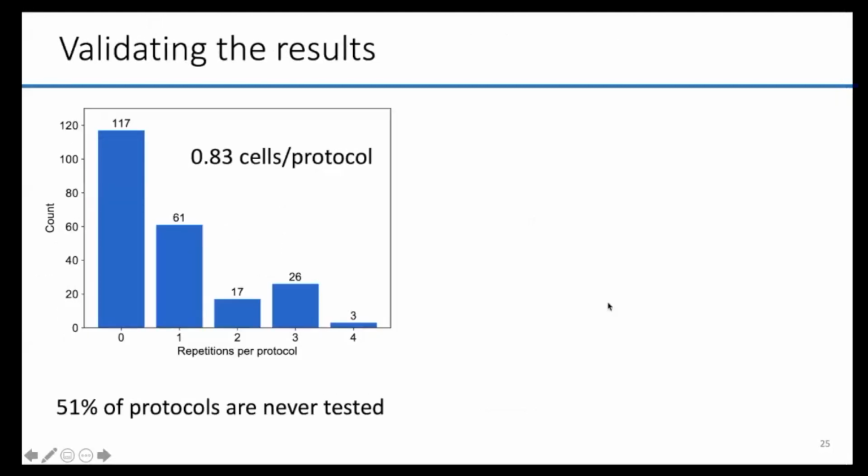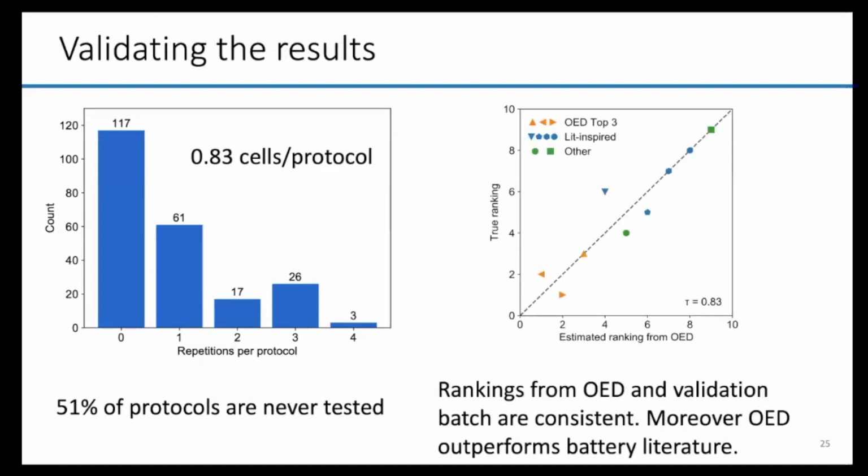So these results were validated using a couple of techniques. First, this here is just showing the number of repetitions for the protocols. And again, reiterating that many protocols are not tested by using this optimal experimental design protocol. In fact, there's less than one cell per protocol in the end. Then the validation experiments were run using the charging protocols identified by the optimal experimental design procedure, and those were benchmarked against literature-inspired and other charging protocols. This plot here on the right is showing the true ranking of how these charging protocols mapped to cycle life versus our expectation of the ranking. And so what's important to see here is that the optimal experimental design protocols were in fact better than the other ones tested and benchmarked against.